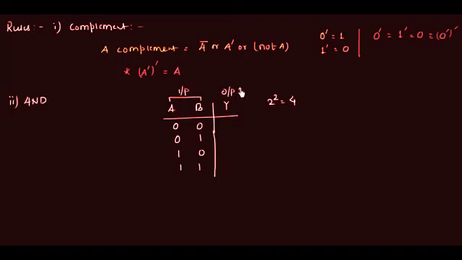Now this output will be high only when both A and B are high. So in the first case, you can see both of them are low, so the output will be low. A is low and B is high, in that case also the output is going to be low. A is high, B is low, output is low. And in the last case, you can see A is high as well as B is high, so the output will be high. So this is the AND operator, and we implement this concept by using the AND gate.